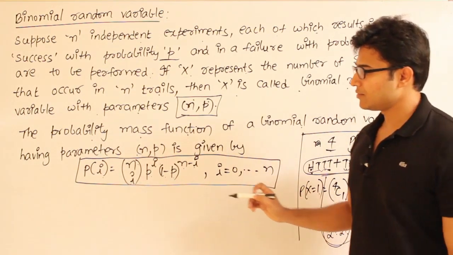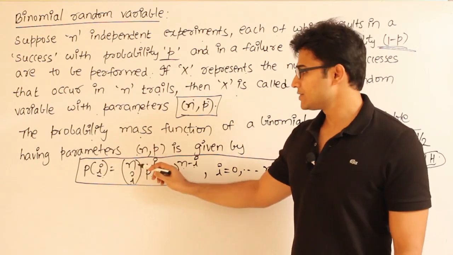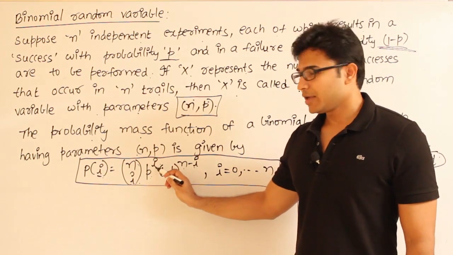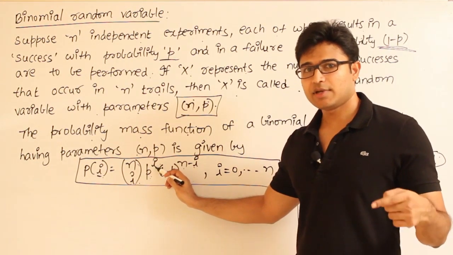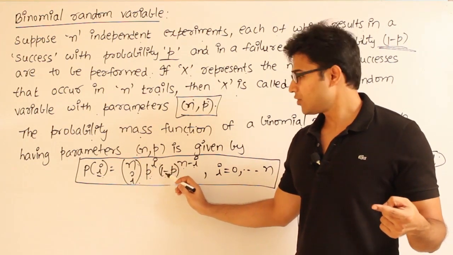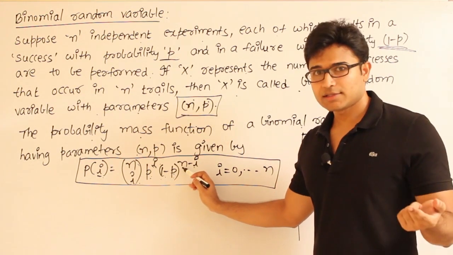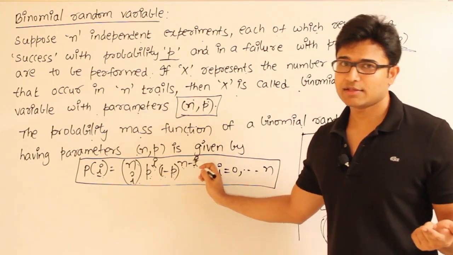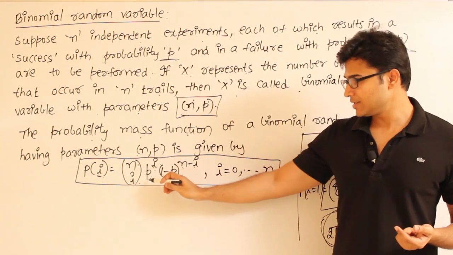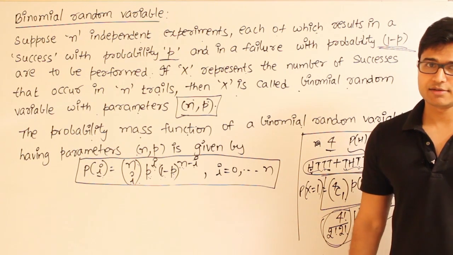So p of I is nothing but the probability of getting I successes, that is nCI into p power I, because successes have to be I times, isn't it? That is why we are taking p power I. And what is 1 minus p? It is failure. So out of n trials, if I are successes, then n minus I are going to be failures. That is why nCI into p power I into (1 minus p) power n minus I, right?